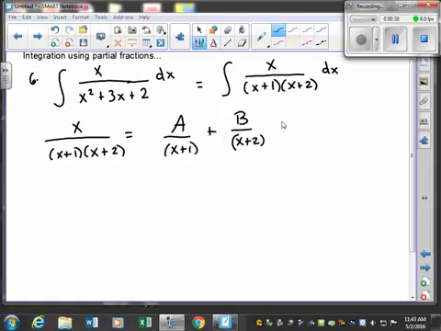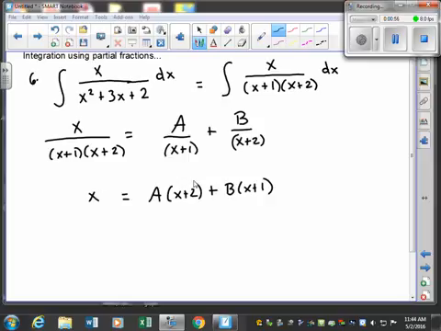Okay, just to check progress before you get too far, you should have that set up here, and your next step will be to determine A and B. So get a common denominator, and after you've done that, set the numerators equal to one another and solve for A and B.